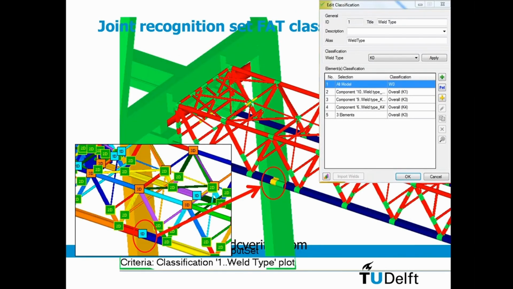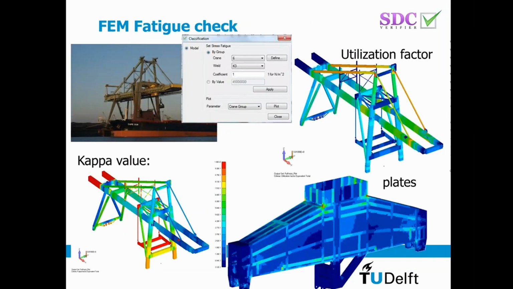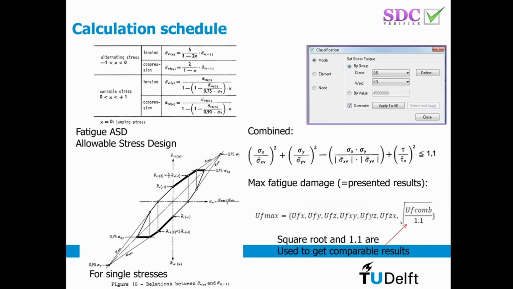This one we already had. That's a repetition of this. This one we also explained, but that is a re-summary. How do I do that in my SDC Verifier calculation schedule?